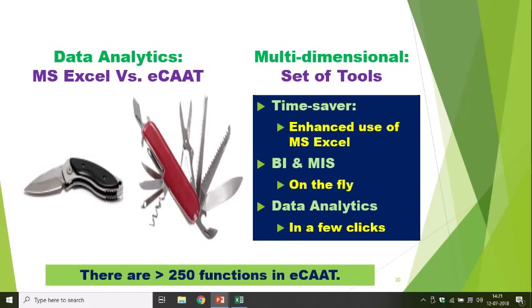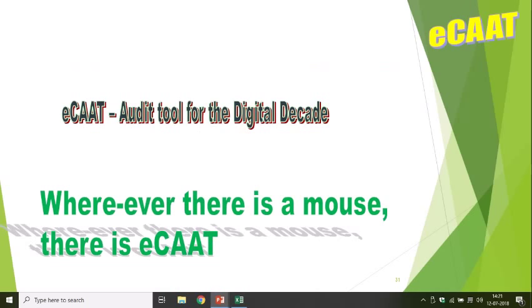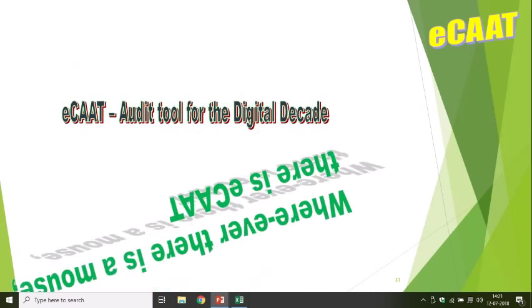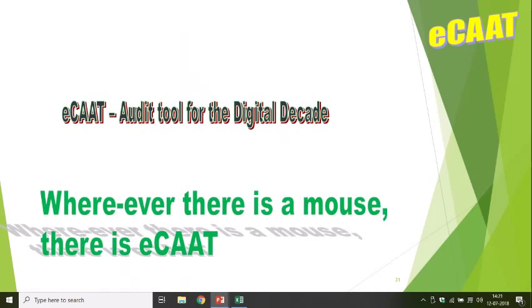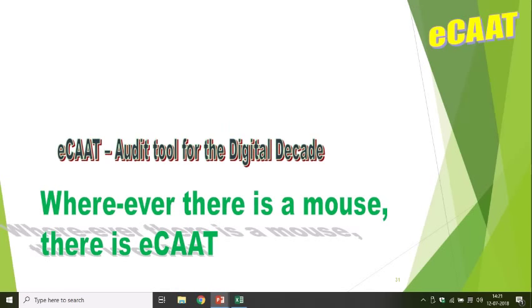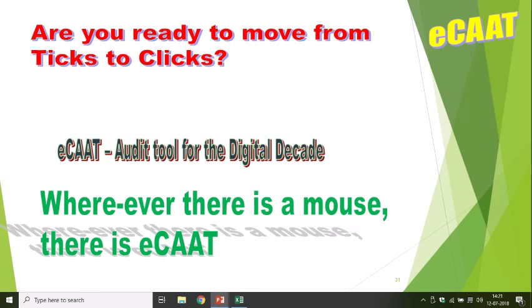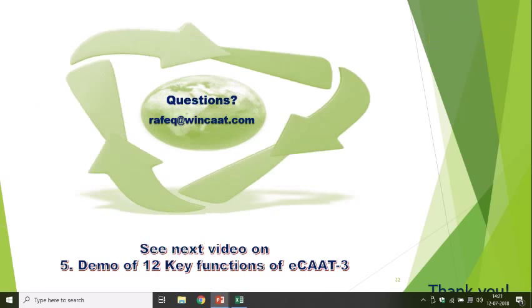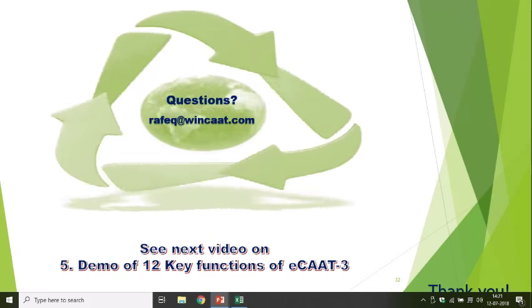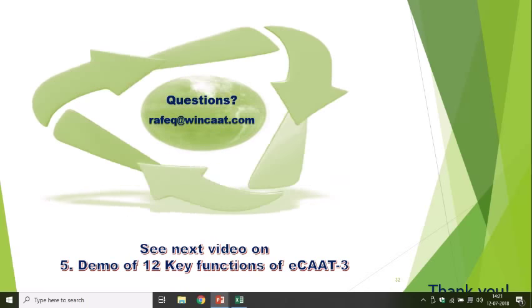There are more than 250 functions. I've just given you a demo of some of the key functions here. So eCAAT, they say wherever there's a mouse, there is eCAAT. And eCAAT is the audit tool for the digital decade when you have data which is available in a digital format. And this takes care of the challenge of the auditors to audit in a digital environment which has got abundance of data. Now you need to ask the question, are you ready to move from the ticks to the clicks? So you can see the next video where I'll cover some more functions of eCAAT.